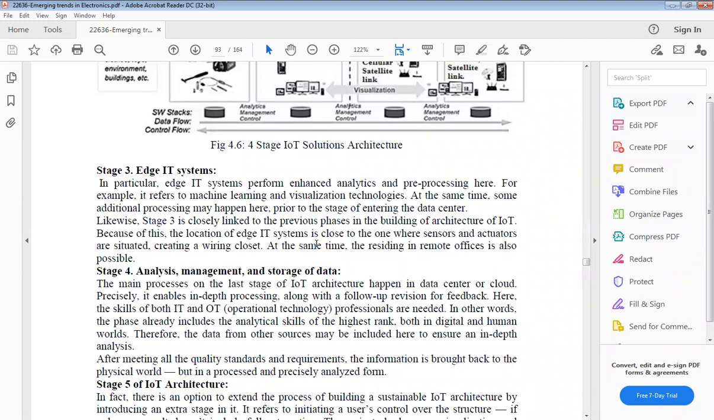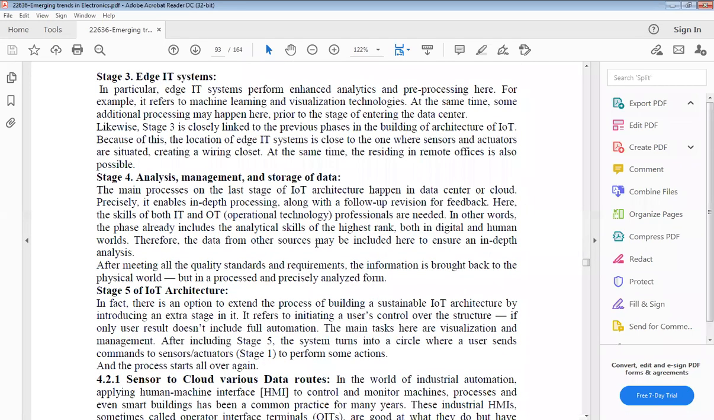And Stage 5 of IoT architecture: there are actually 4 stages only, but this 5th stage is added here. In fact, there is an option to extend the process of building a sustainable IoT architecture by including an extra stage in it. It refers to initiating a user's control over the structure. If the result doesn't include full automation, the main tasks here are visualization and management. After including Stage number 5, the system turns into a circle where a user sends commands to the sensors and actuators to perform some action.